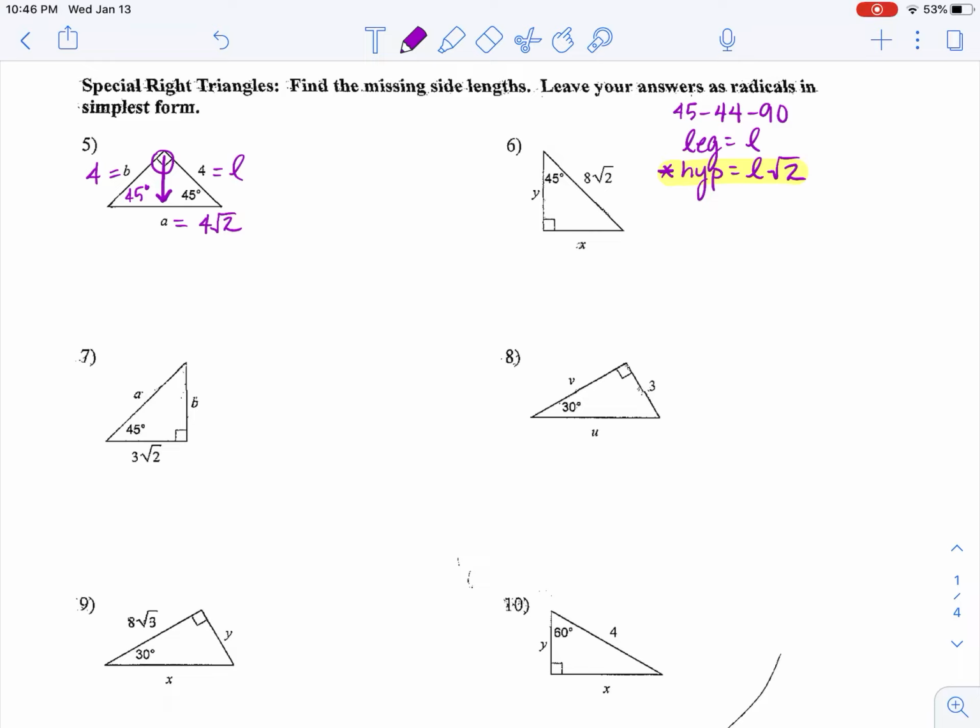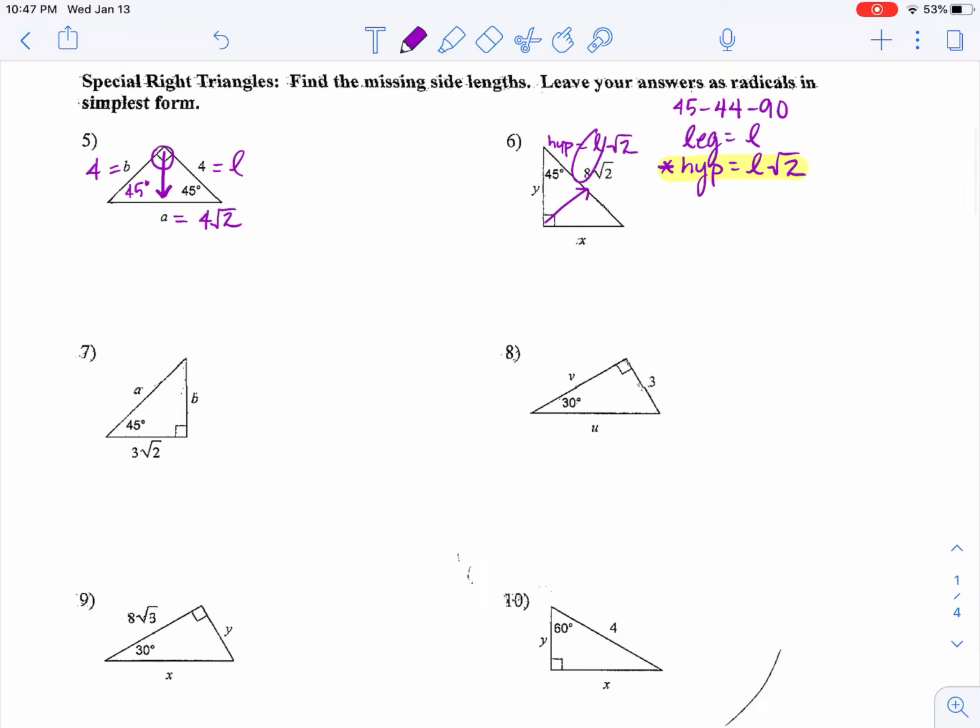On number 6, you'll see that they gave you the side that is directly across from the right angle. So they gave you the hypotenuse, right? The hypotenuse is 8 square roots of 2. Well, since this is our hypotenuse, we know that it was equal to the leg times root 2. And so since there's already a root 2 on our hypotenuse, the number in front must have been our leg. And so our missing x and y are our legs. They're both going to be 8.